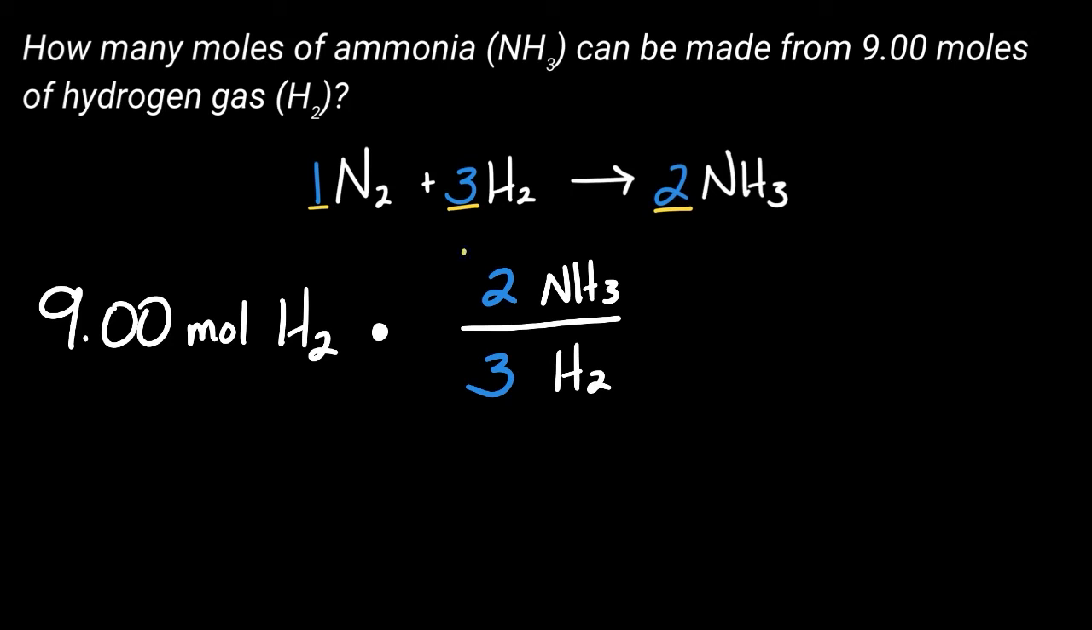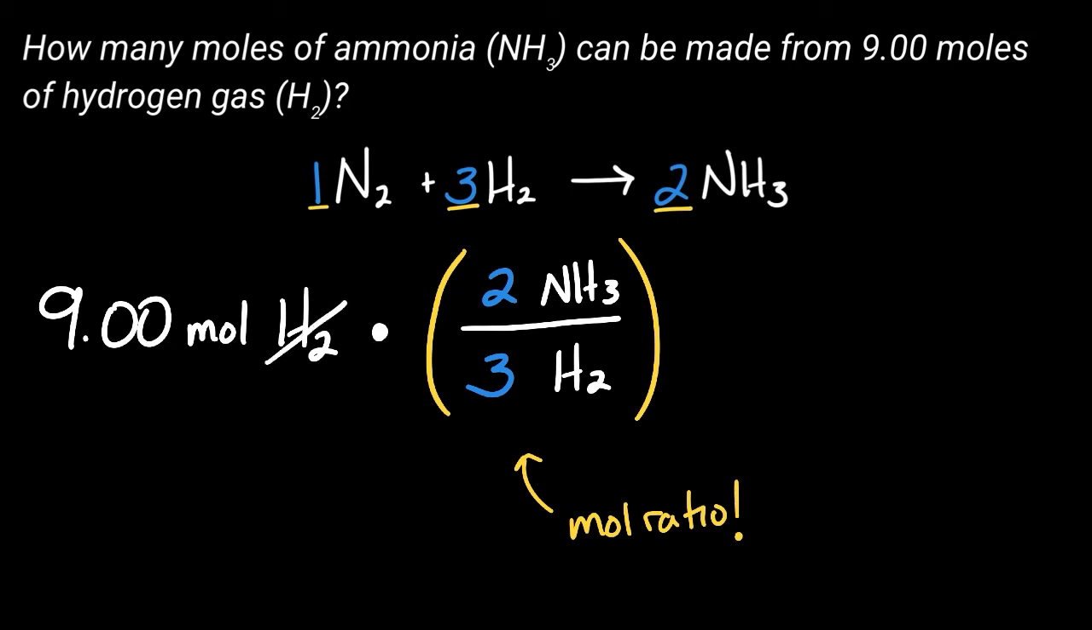So notice that I'm using the coefficients from the balanced chemical equation to create this ratio. And I choose 2 NH3 over 3 H2 because, again, I'm thinking about H2 as being the unit, and I want to cancel those units out. So I need H2 on the bottom and NH3 on the top. So as I multiply, my units will cancel. I'll do 9 times 2, which is 18, divided by 3, which is 6. So I expect to make 6.00 moles of NH3.